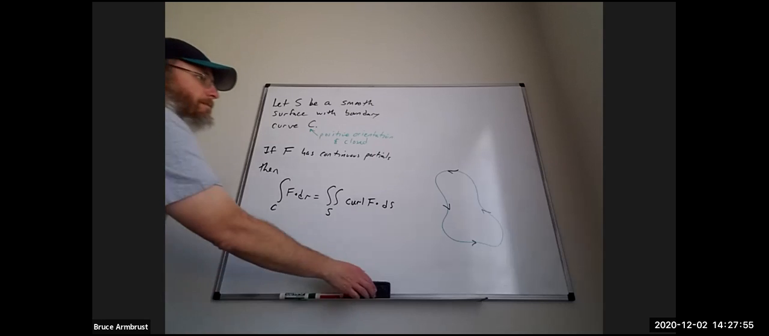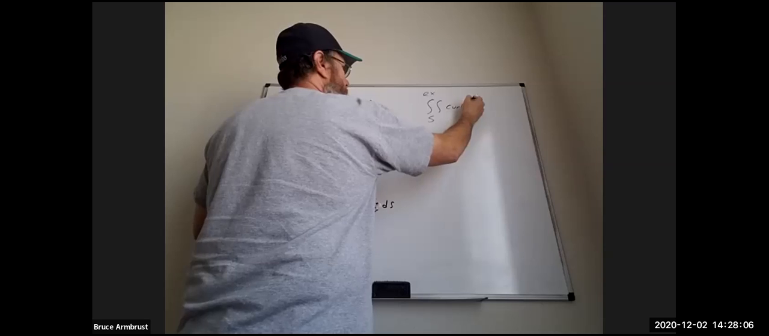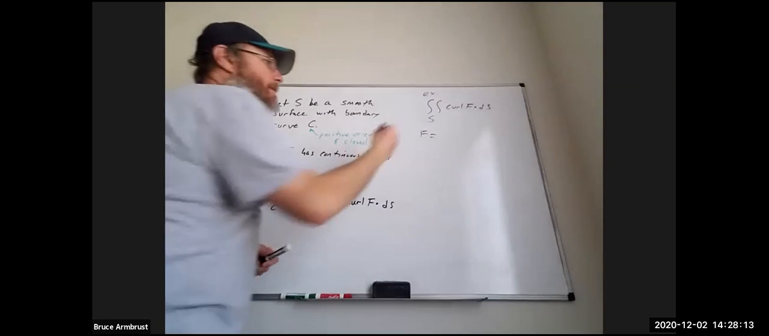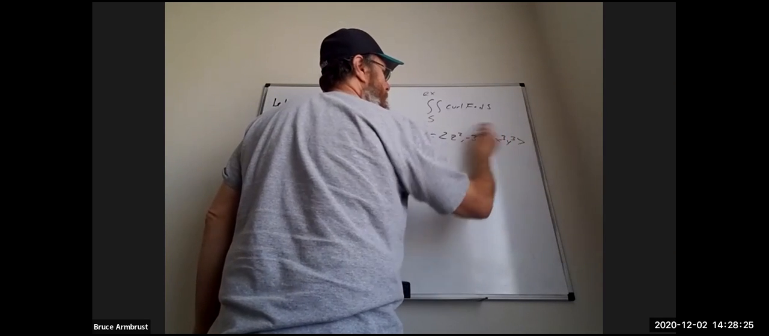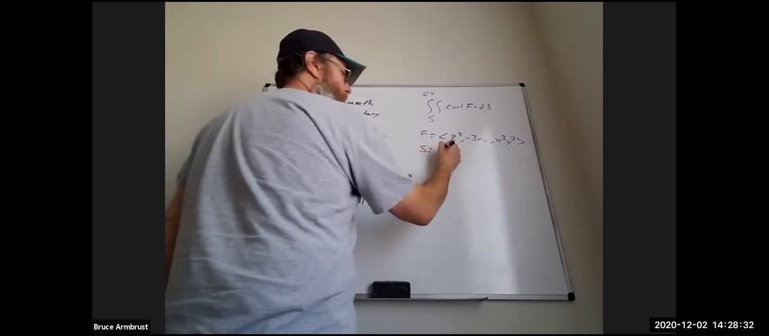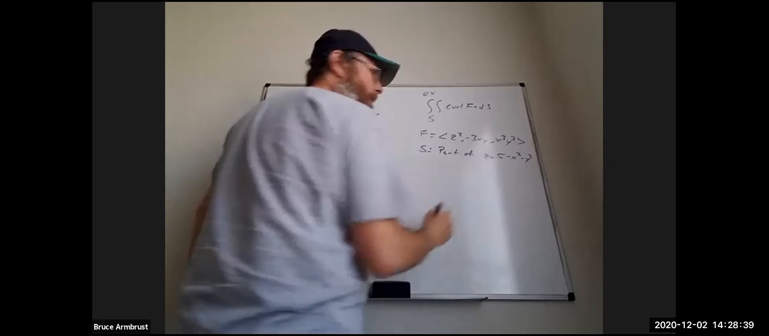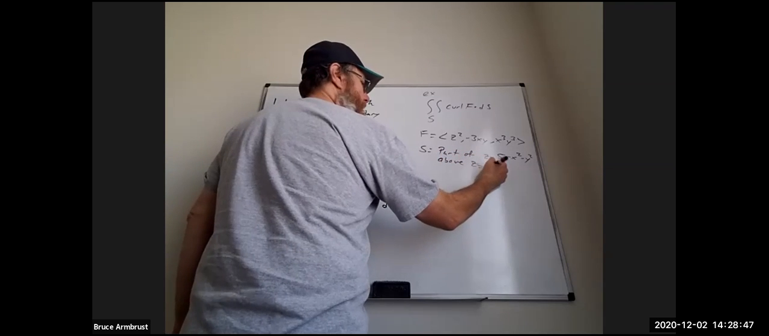So let's calculate the double integral of the curl of F dS, where F is given by z squared minus 3xy, x cubed y cubed, and S is the part of z equals 5 minus x squared minus y squared that's above z equals 1.